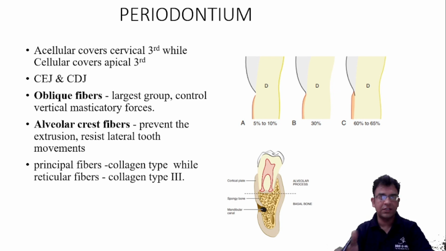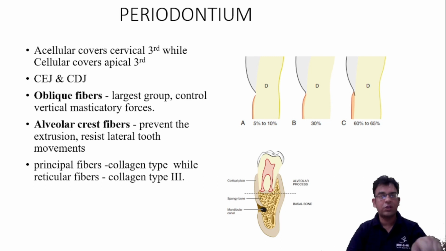Types of CEJ. So Schroeder classification of cementum, very, very important. You have to remember that acellular covers cervical third while cellular covers apical third. The difference between primary cementum and secondary cementum, or cellular cementum and acellular cementum. Like I said, all the four types of cementum, periodontal fibers. Basically, whenever they ask, they give you confusing options between oblique fibers and alveolar crest fibers. So what is the function of oblique? What is the function of alveolar crest? Apical fibers, interradicular fibers, you cannot make mistakes in that.